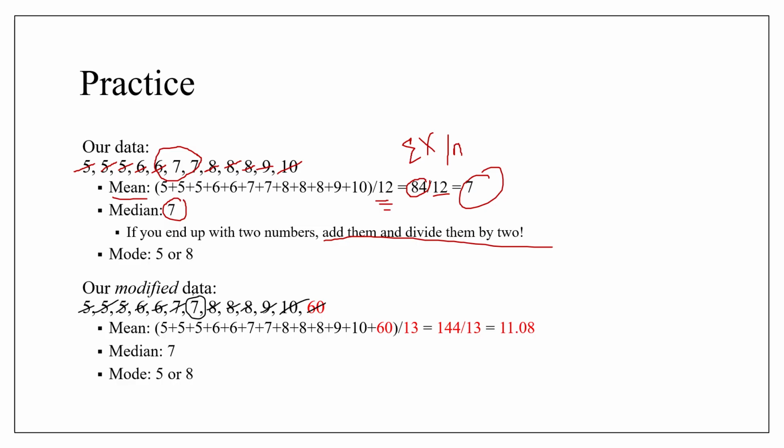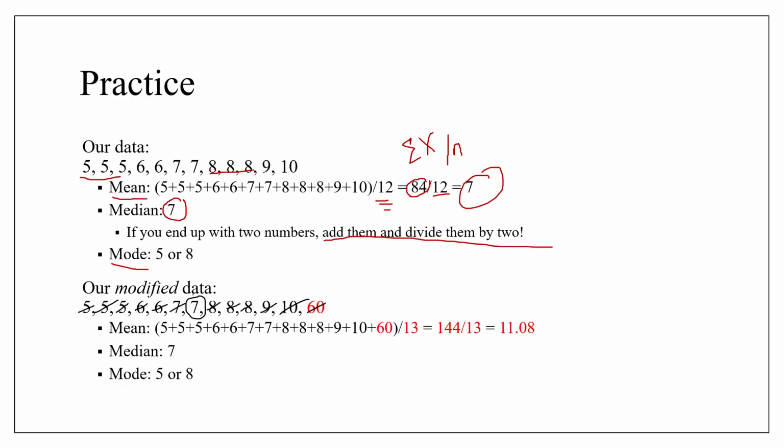And then the mode is, again, simply the observation that is repeating the most in our data set. And here we can see we have 3 5s and 3 8s. So 5 or 8 would be our modes. So those were the answers for the first task of calculating the mean, median, and mode using that data set.